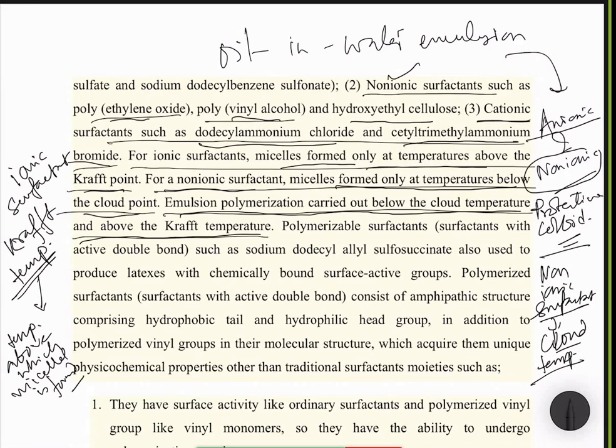And also, for the initiator that you will be using, what is its half-life at that temperature. So these points are to be considered before you select an emulsion polymerization system. Very, very important point to remember: an emulsion polymerization should be carried out below the cloud temperature of the protective colloid or the non-ionic surfactant, and above the Kraft temperature of the ionic surfactant, particularly the anionic surfactant.